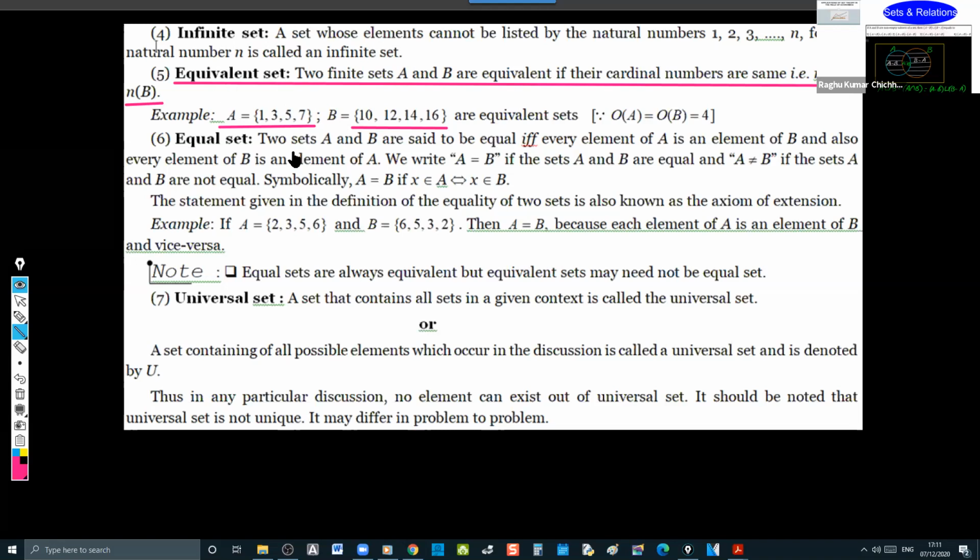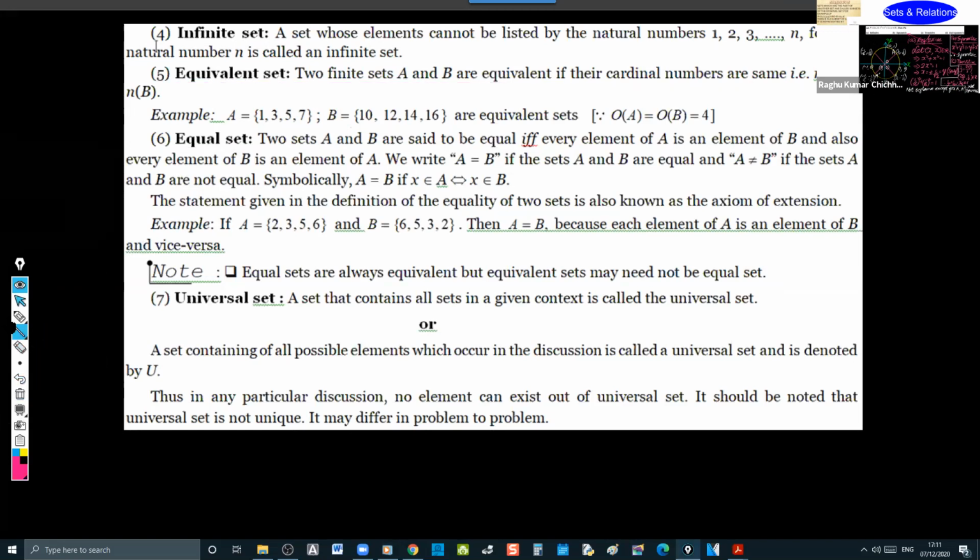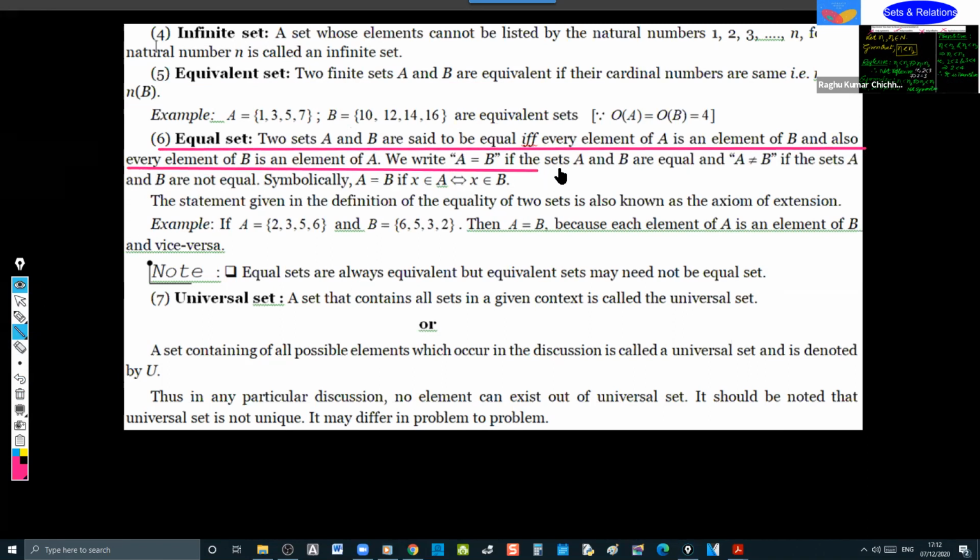Now, what makes the difference between equivalent sets and equal sets? Important, please. Equal sets means the number of elements, the cardinal number, must be same, and as well the elements must also be same. Two sets A and B are said to be equal if and only if every element of A is an element of B, and also every element of B is an element of A. We write A is equal to B if the sets A and B are equal, and A is not equal to B if the sets A and B are not equal.